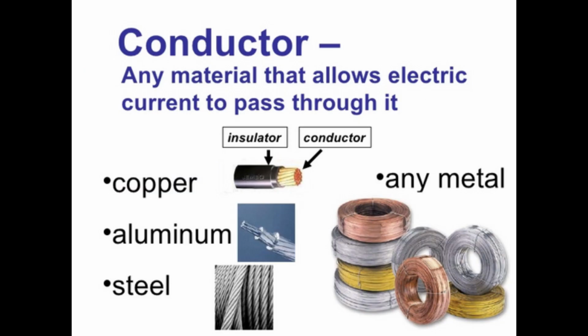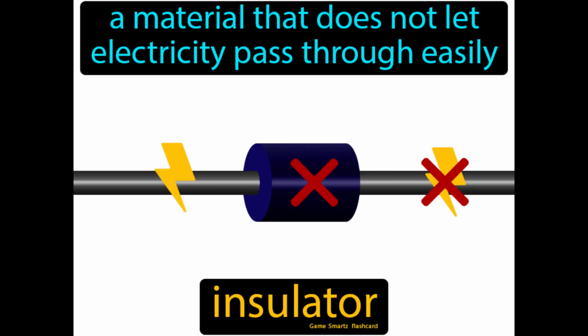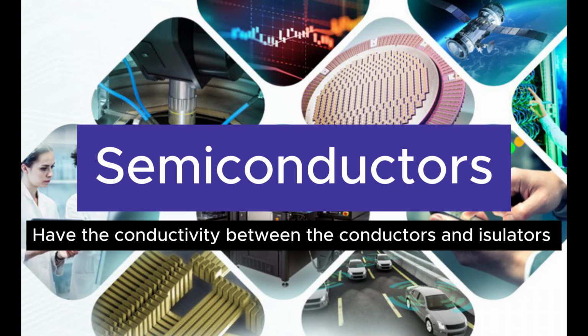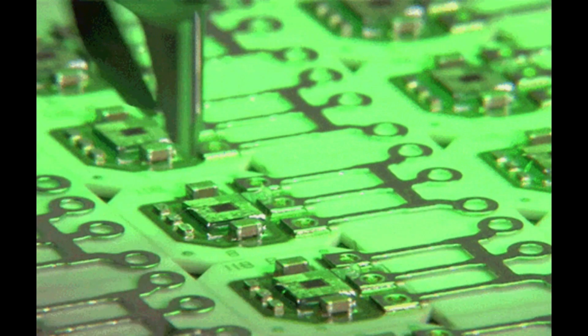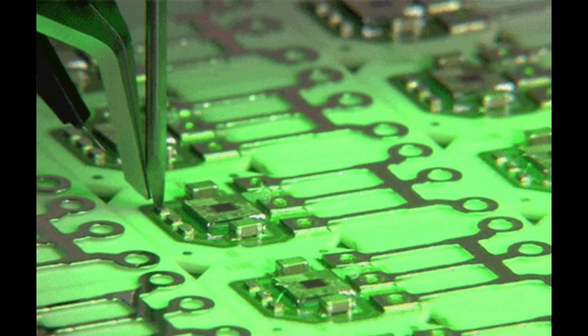So as we said, conductors conduct electricity, and insulators do not, while semiconductors are materials that have a conductivity in between that of a conductor and an insulator. Because of this intermediate conductivity, semiconductors can be controlled and used for technological purposes.